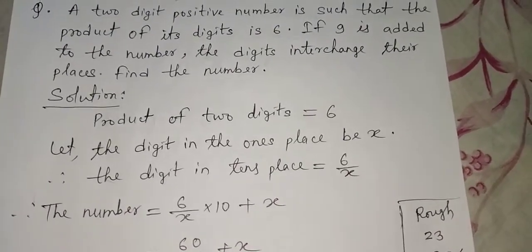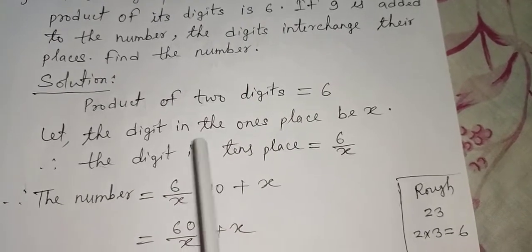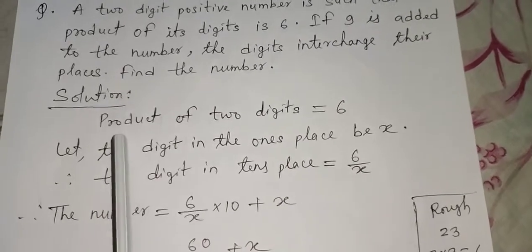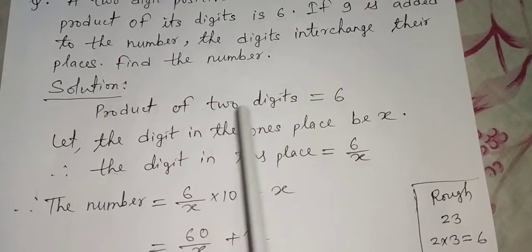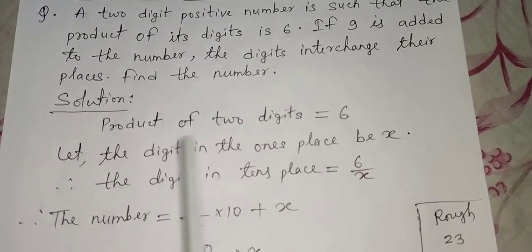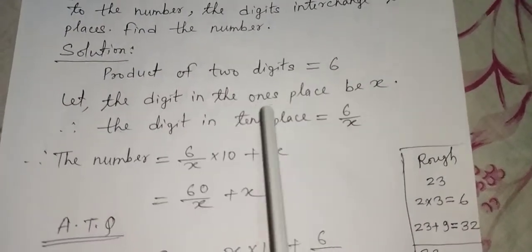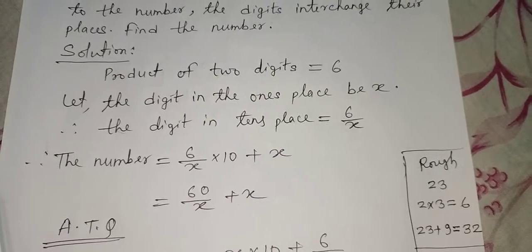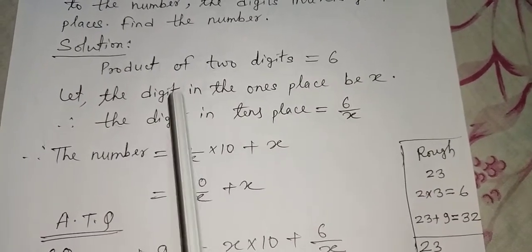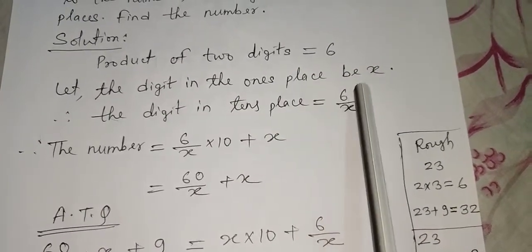You have to solve it in quadratic equation form by saying let the digit in the ones place be x. That we have to do. So let us begin the solution. The product of the two digits is given as 6. When the two digits are multiplied, the product is 6. Next, let the digit in the ones place be x, because in a two-digit number the first digit is called ones and the second digit is called tens. So let the digit in the ones place be x, and let the digit in the tens place be 6 by x.